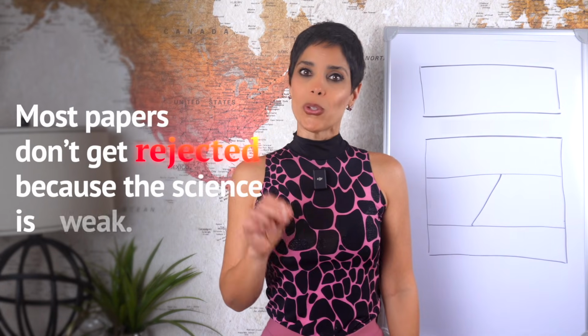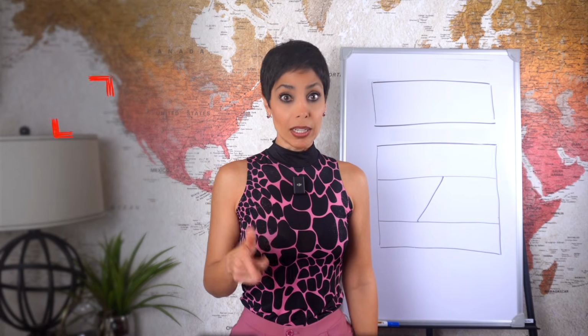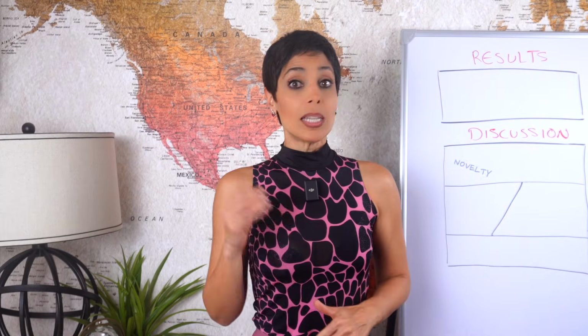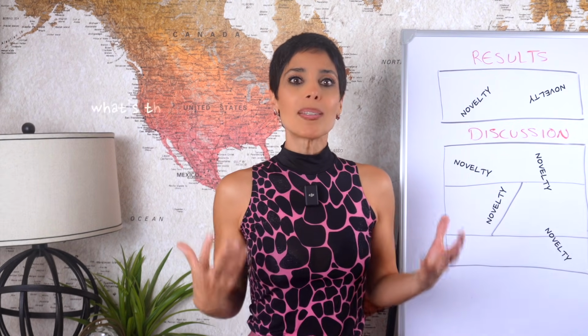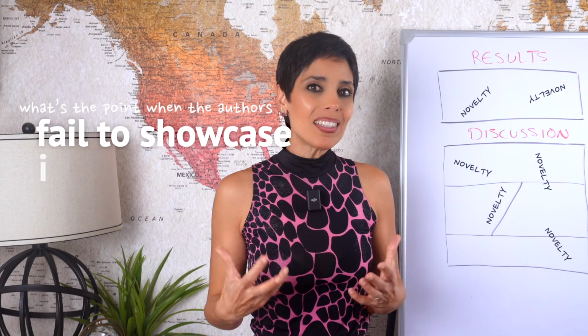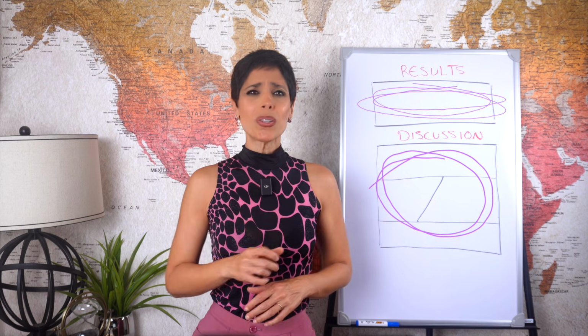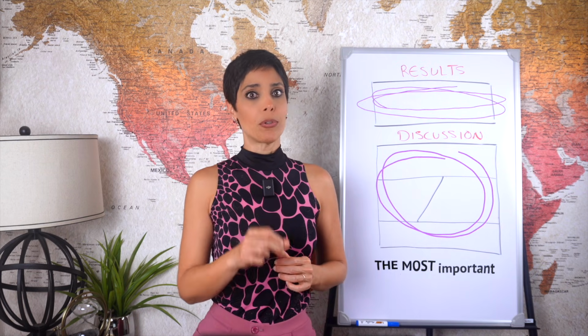Most papers don't get rejected because the science is weak. They get rejected because the results and discussion are poorly written. The novelty might be there, but what's the point when the authors fail to showcase it well? Your results and discussion section is arguably the most important part of your paper.